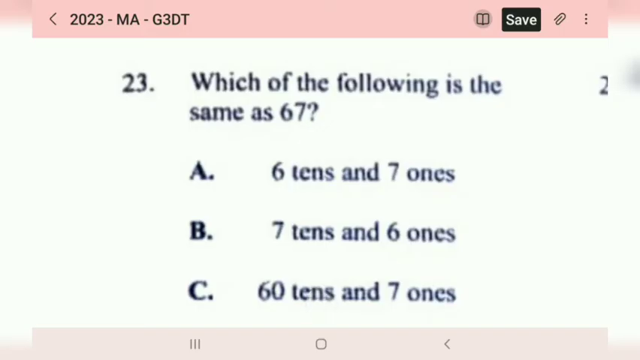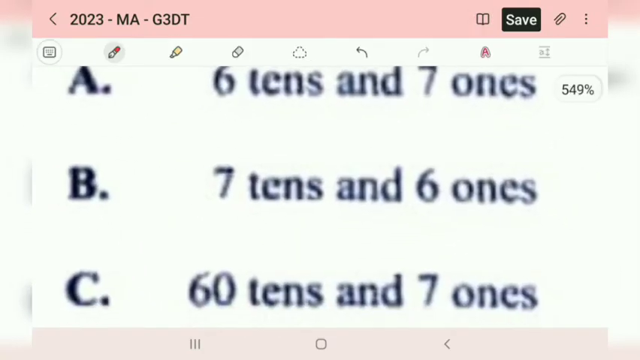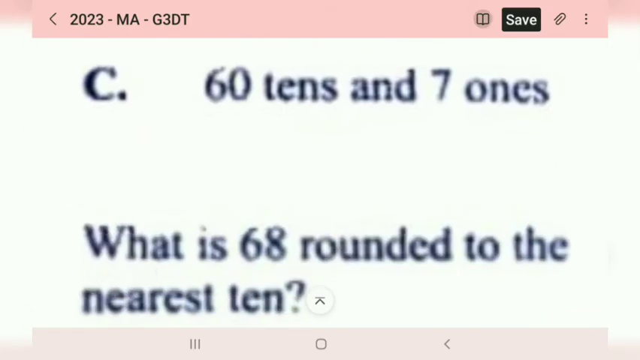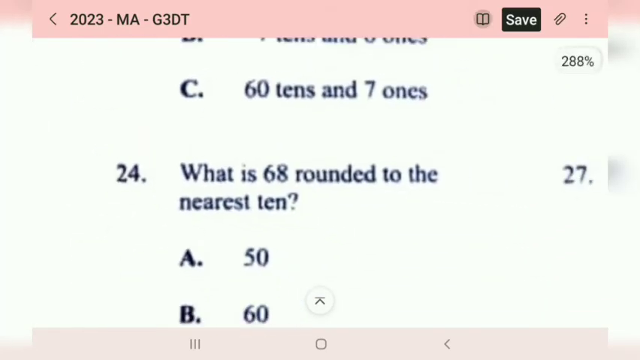Moving on to 23. Which of the following is the same as 67? 67. Tens and ones. 6 tens, 7 ones. Let's see which has 6 tens, 7 ones. Shout out the answer. It's big, bold, and clear in front of you. A. Good job. 6 tens, 7 ones. Moving on. Number 24. What is 68 rounded to the nearest 10?